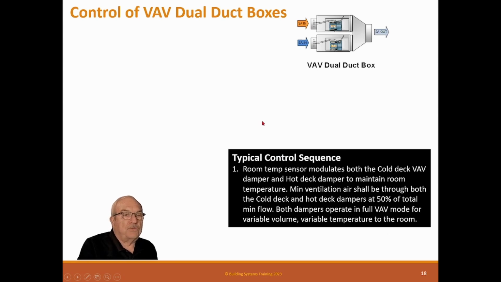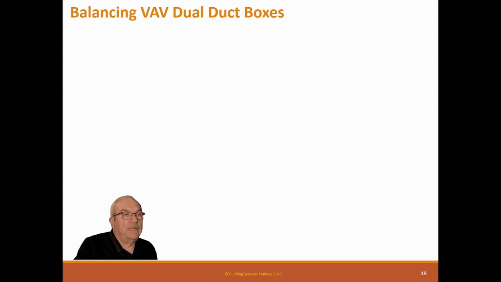So the room temperature sensor modulates both the cold deck VAV damper and the hot deck damper to maintain room temperature. Minimum ventilation air should be through both the cold deck and the hot deck dampers at 50% of total minimum flow. Both dampers operate in full VAV mode for variable volume, variable temperature to the room.